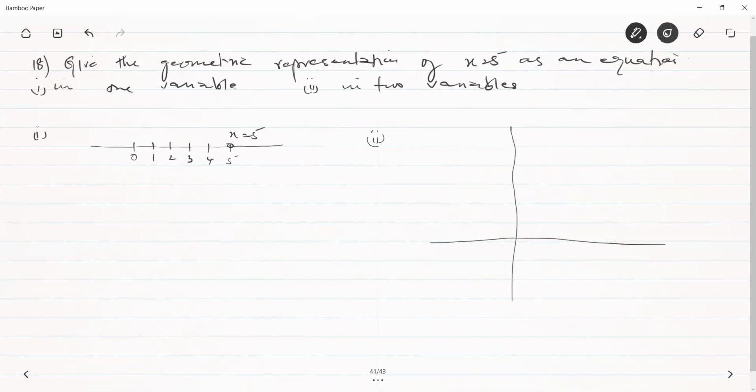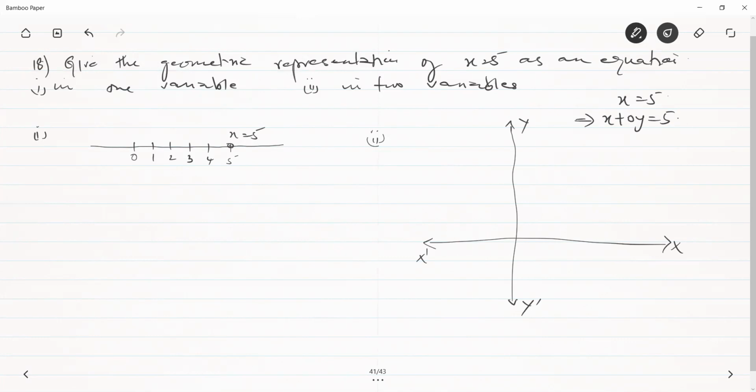Okay. Now this is the x-axis. This is the y-axis. Y dash, x dash. Now, what is the equation? The equation is x is equal to 5. And what can this also be written as? 0x plus 0y is equal to 5. You can write it like this also.